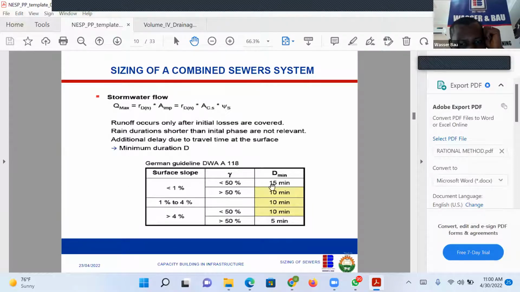You can see that 15 minutes and 5 minutes are on the extreme ends. So use the one that is commonest, which is 10 minutes. 10 minutes is the same thing as 600 seconds. You're going to meet it somewhere, so you don't get confused.